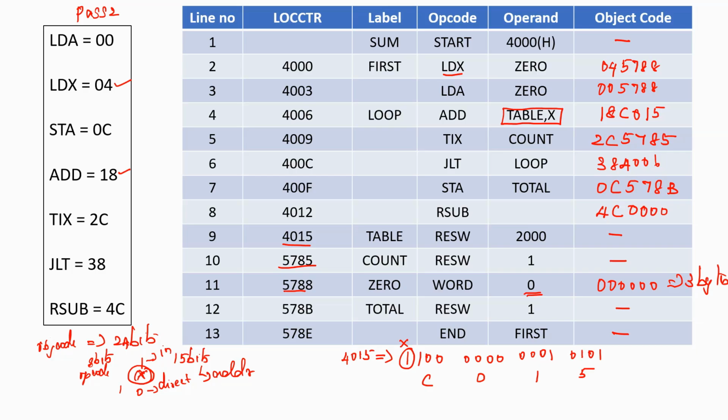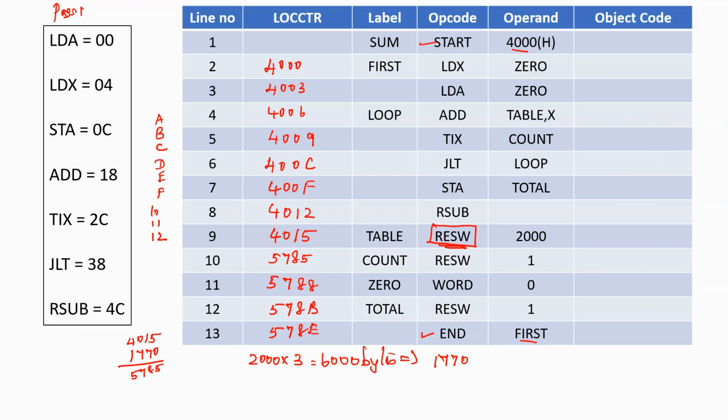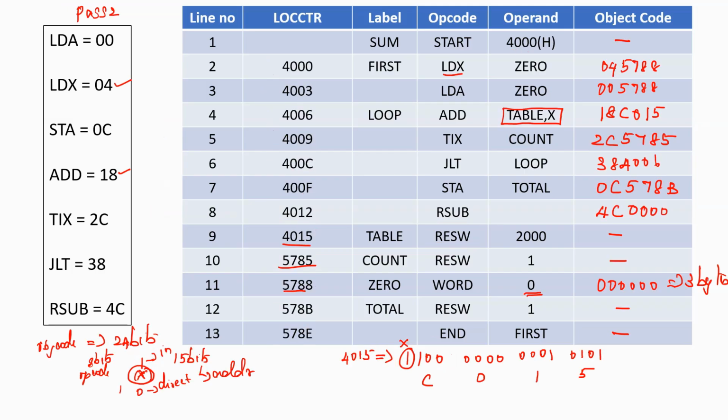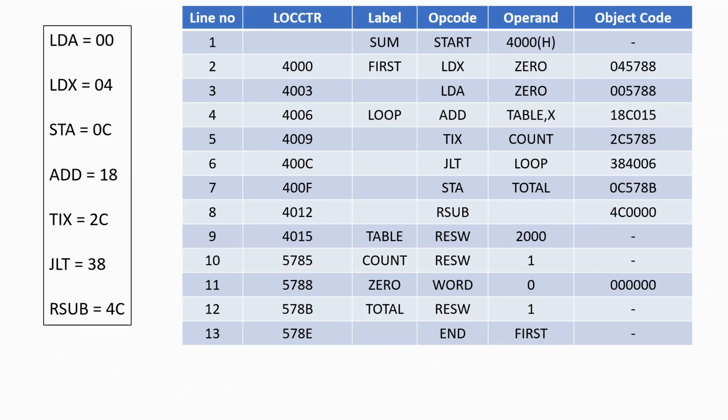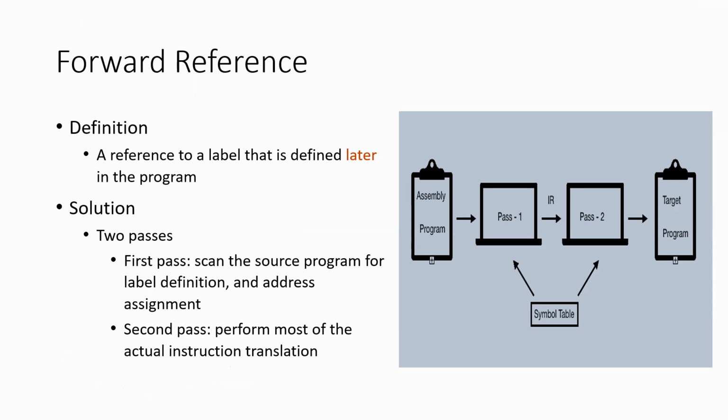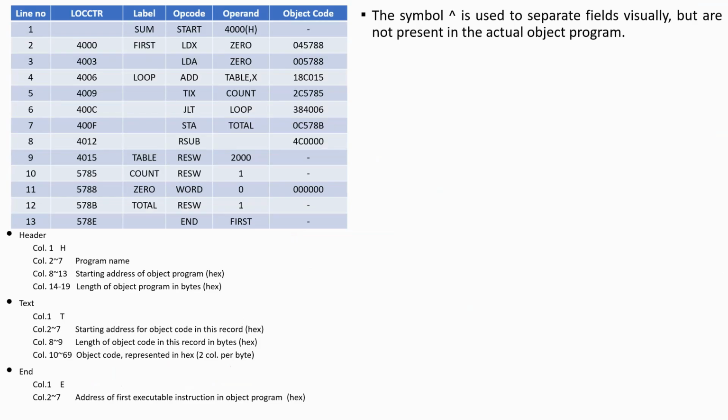I hope now we are clear with how we are converting each label into a location counter in the first pass, and then during the second pass how we have generated the object code using the opcode, symbol table, and the location counter. And now we are going to create the final thing, that is our object code file.